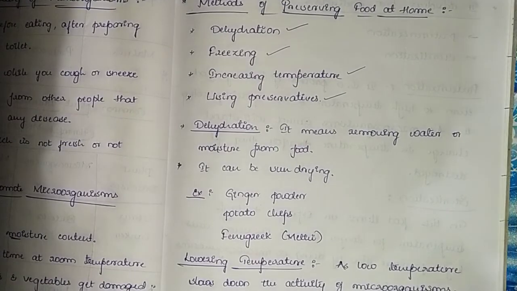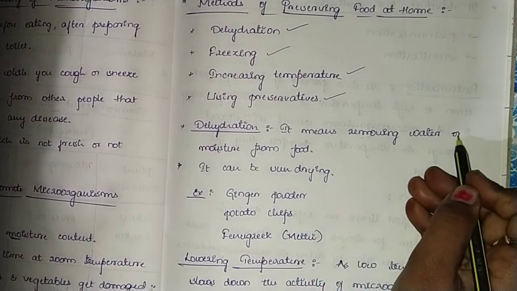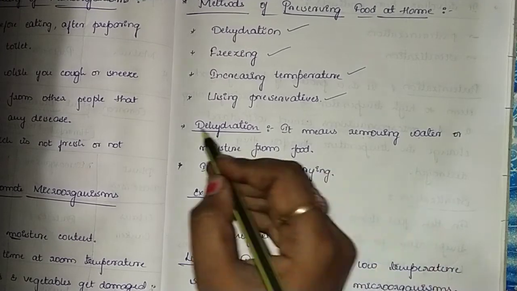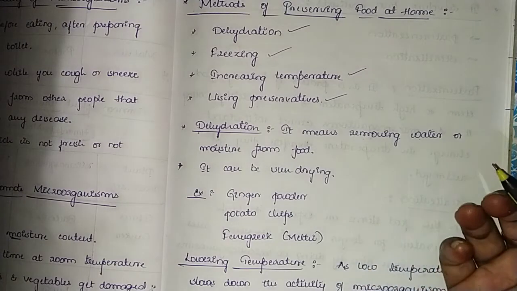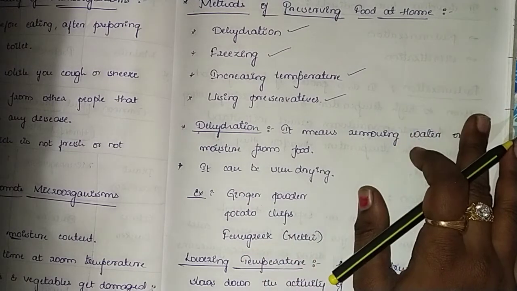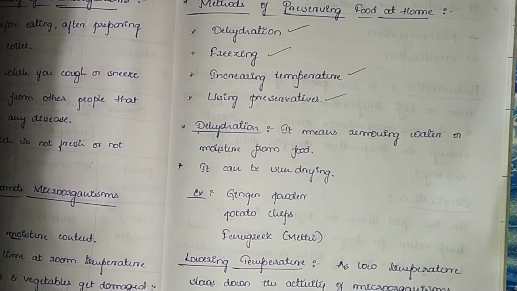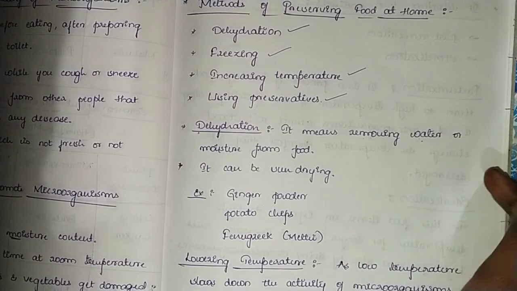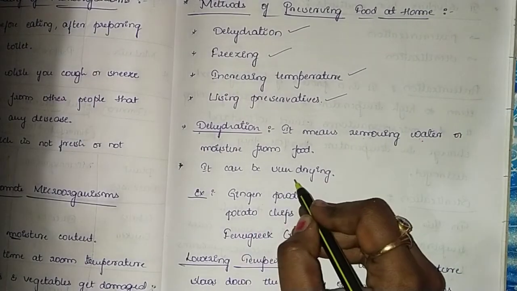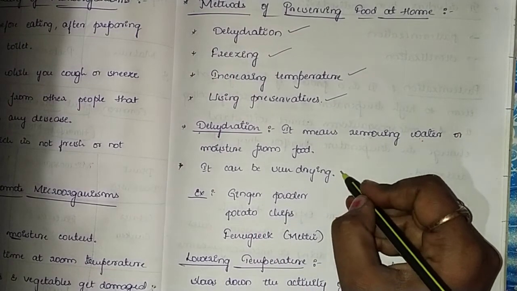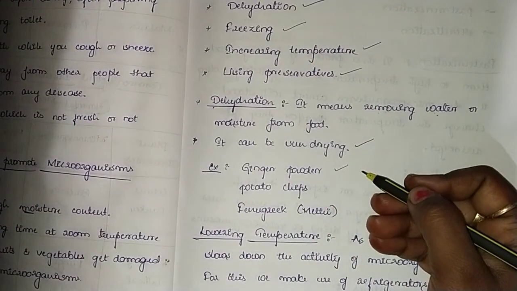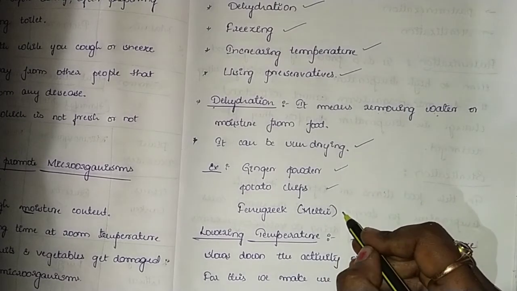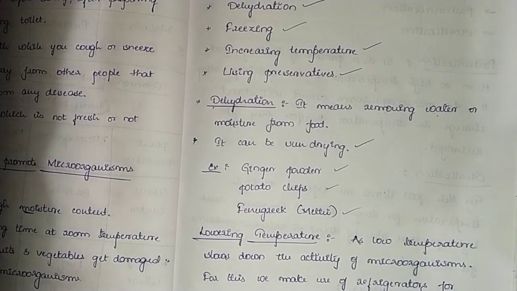Dehydration means removing water or moisture from food. Dehydration is removing the water or moisture part from food. It can be sun drying also. So for example, ginger powder, dry ginger powder as we say, potato chips, fenugreek, that is methi, kasturi methi as we say, are the examples that we have taken here for dehydration.